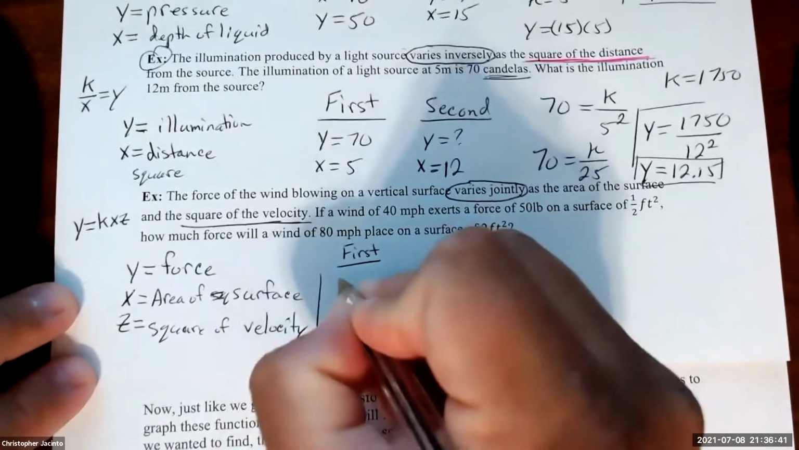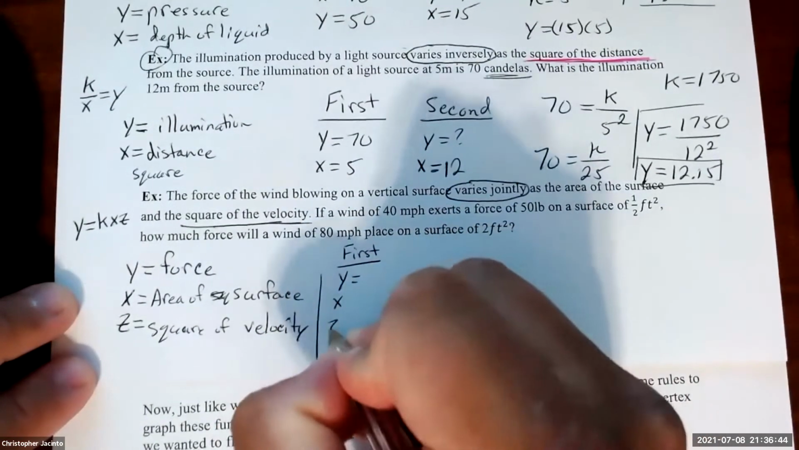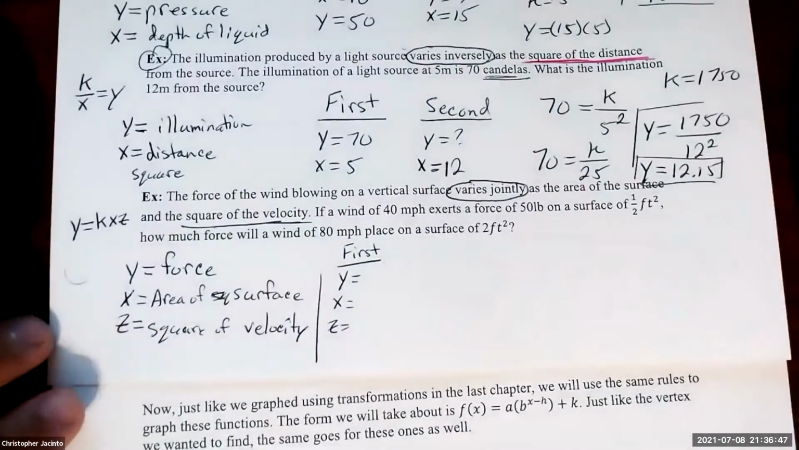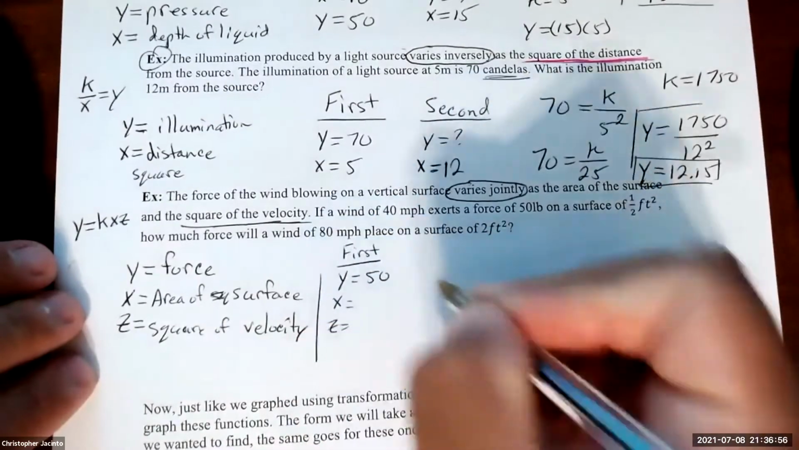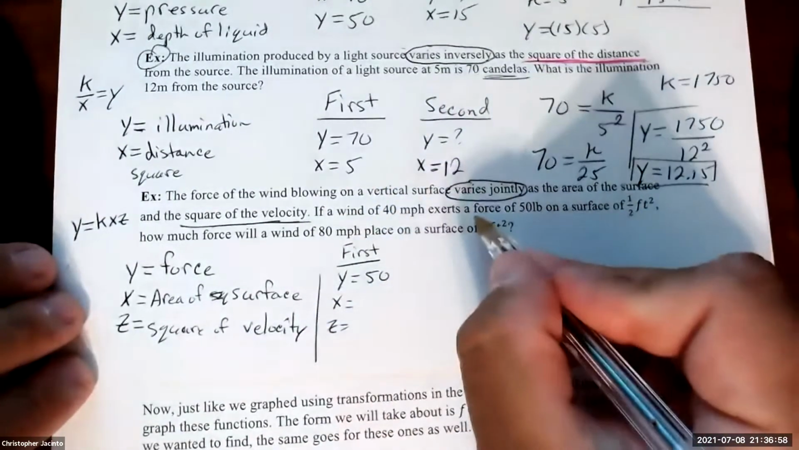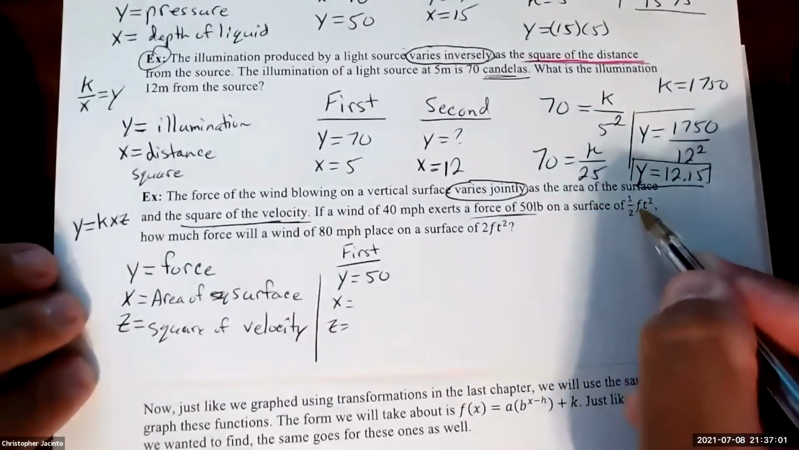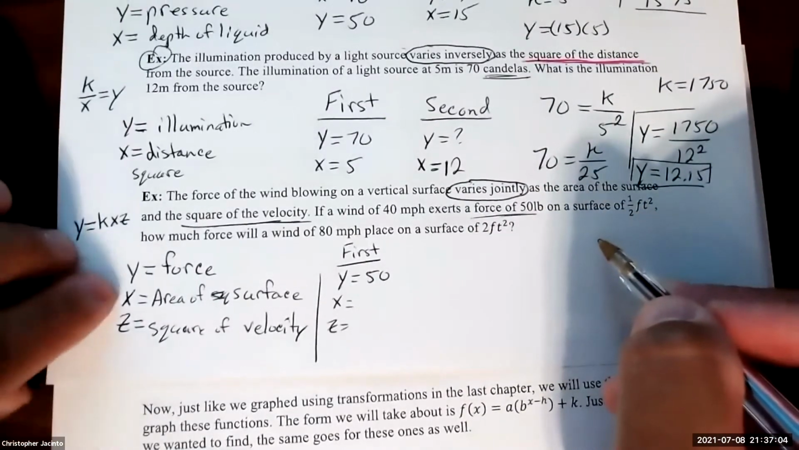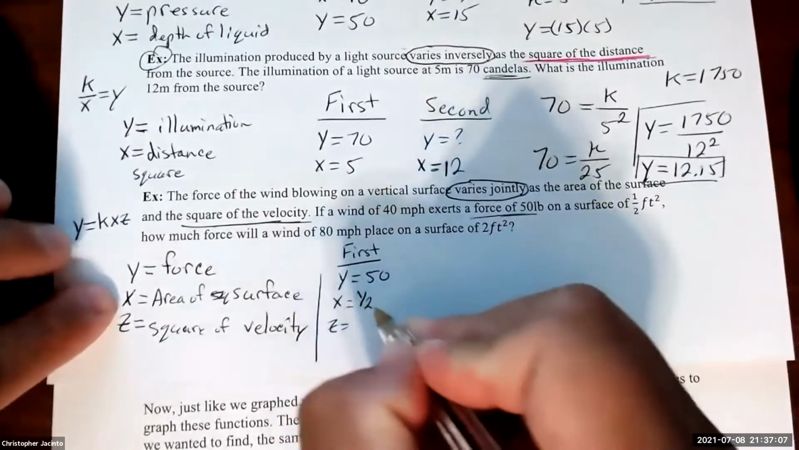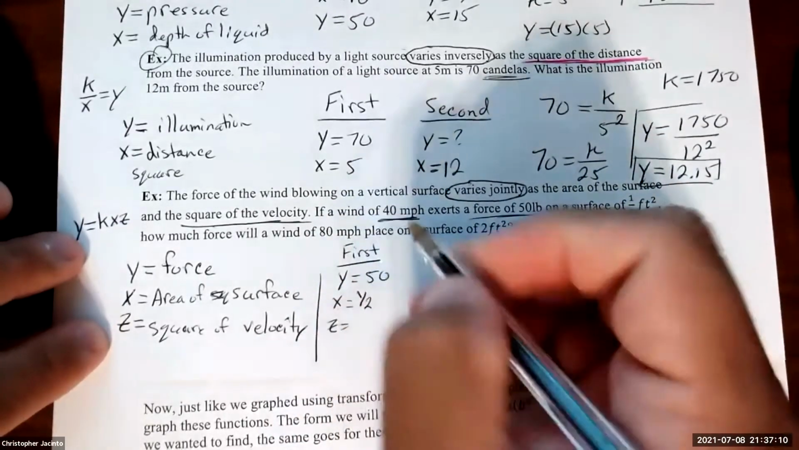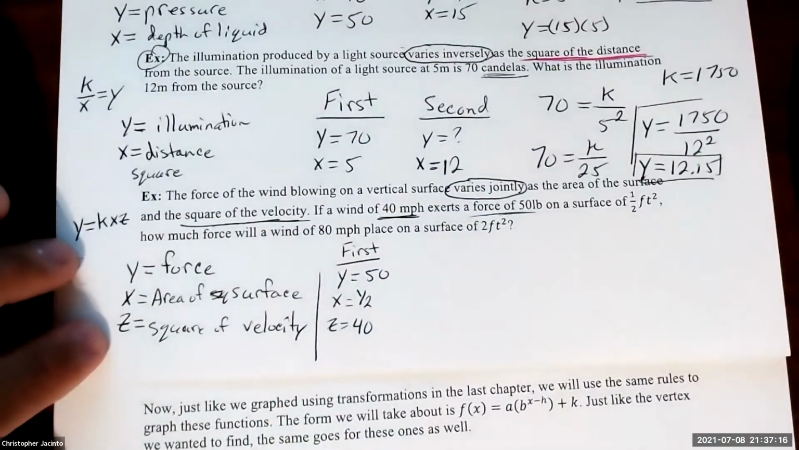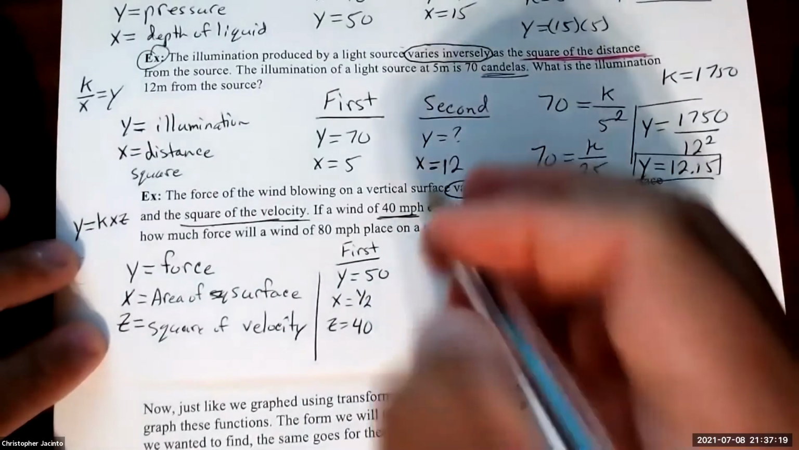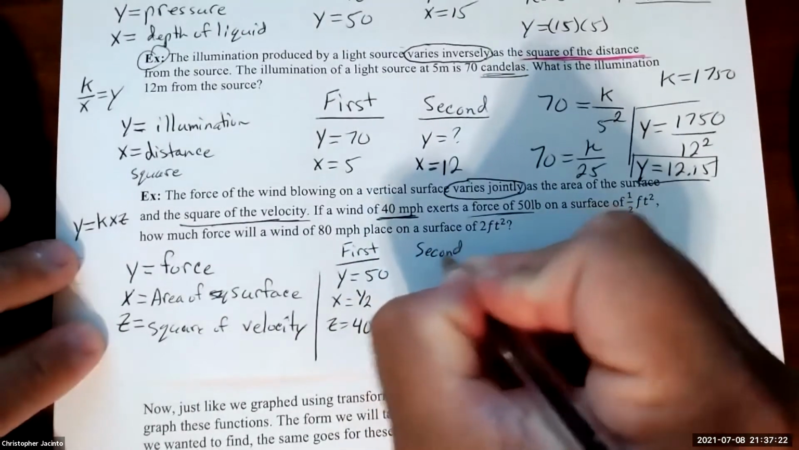What are we given? So we have Y, X, and Z. Y is force. If a wind of 40 miles per hour exerts a force of 50 pounds, so force is 50 pounds, just from the force. On the surface of 1/2 feet, X is surface, so we know it's 1/2. Therefore, this is going to be velocity, in miles per hour. So we have this as our first situation. And for our second situation, it's what's being asked.